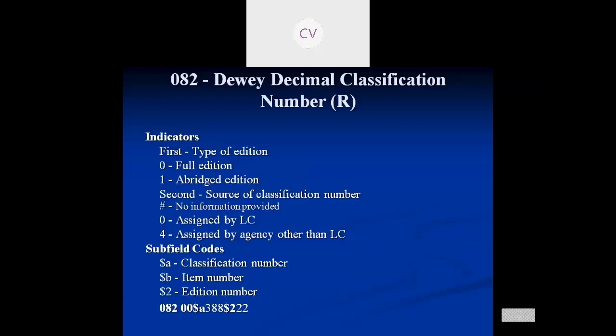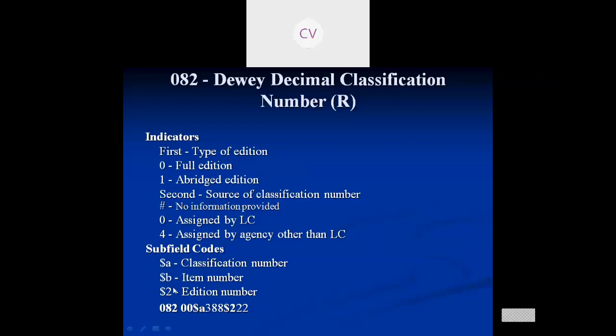Of Congress, then you can use the 0. In this example, the class number for the item is assigned by the Library of Congress because the indicator is 0. Suppose you are going to assign the class number for the item being described, then you have to use the 4.